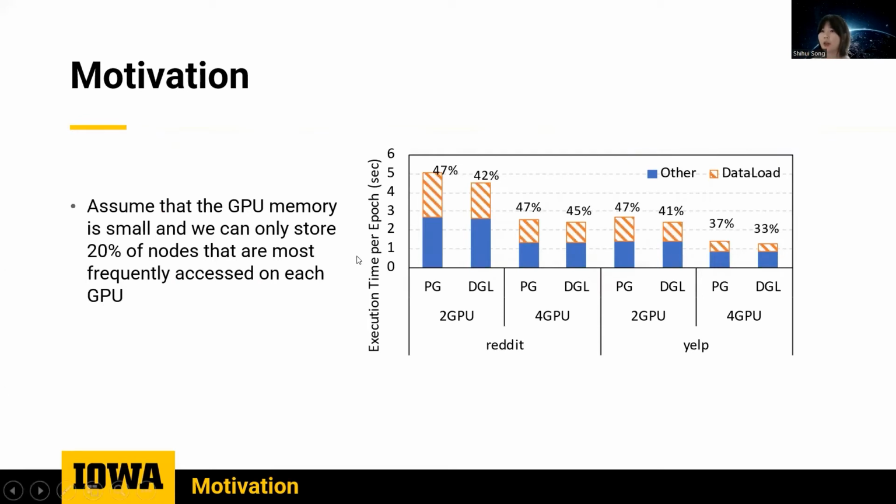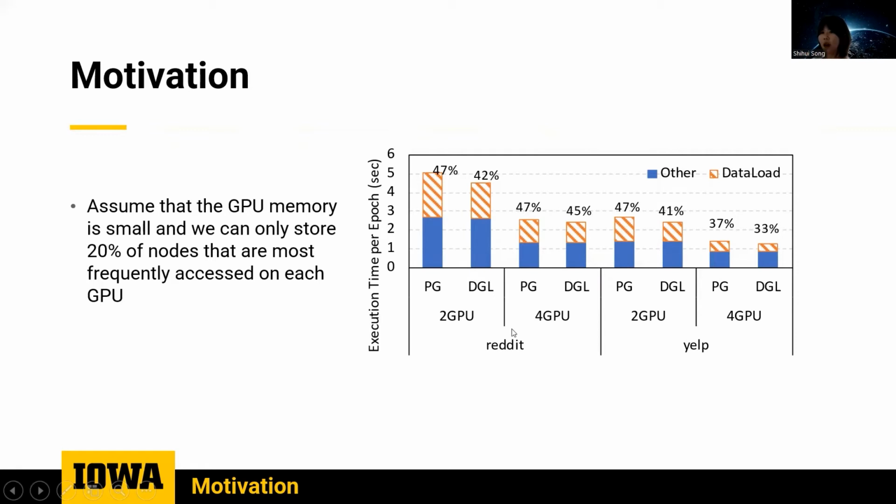And to evaluate the performance of these two methods, we did an experiment on them. We assume that the GPU memory is small and we can only store 20% of nodes on each GPU, so that the rest of the nodes will be saved on CPU. And we use 2 and 4 GPUs for testing on Reddit and Yelp graph.